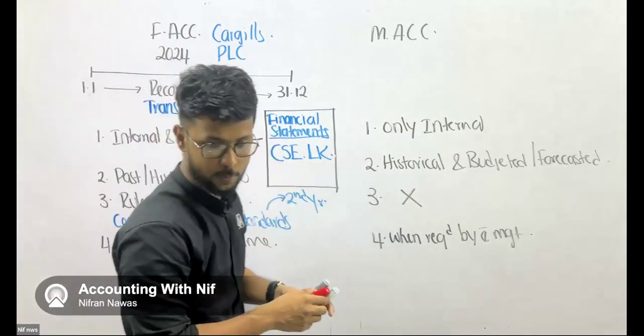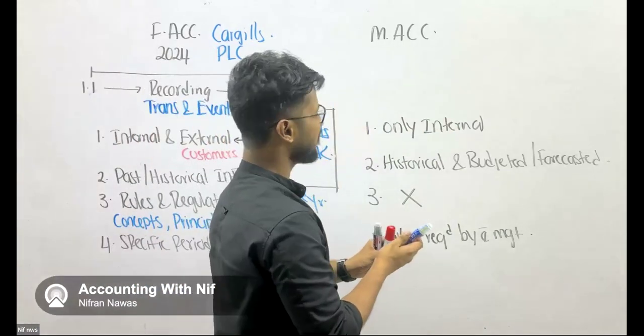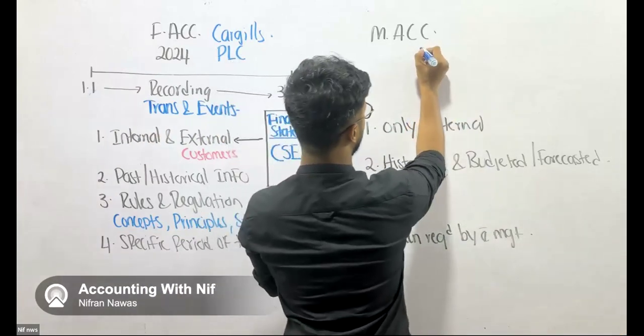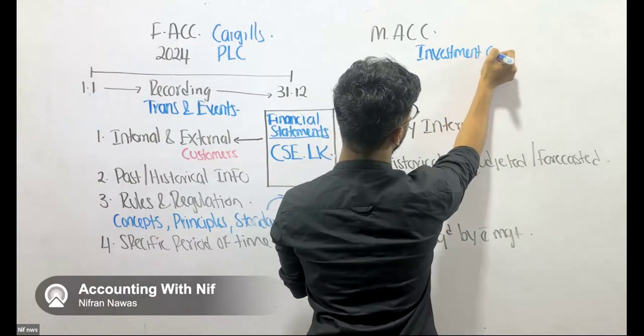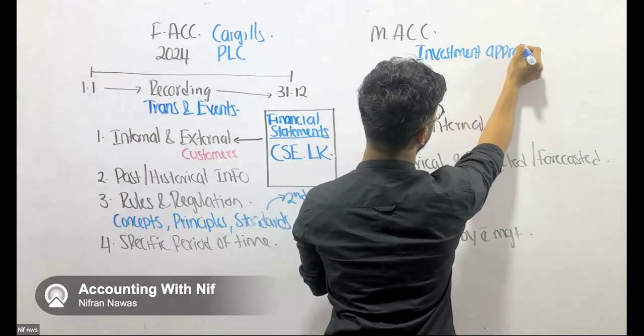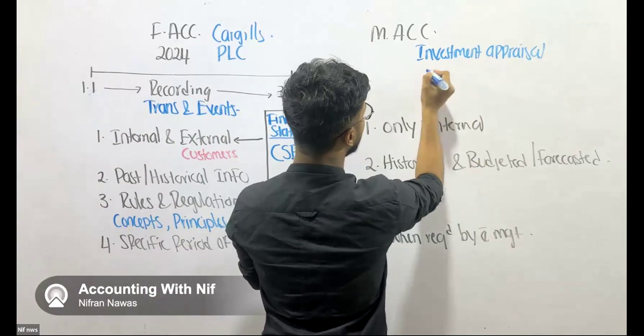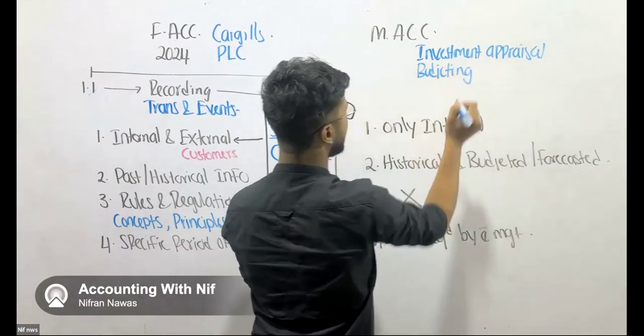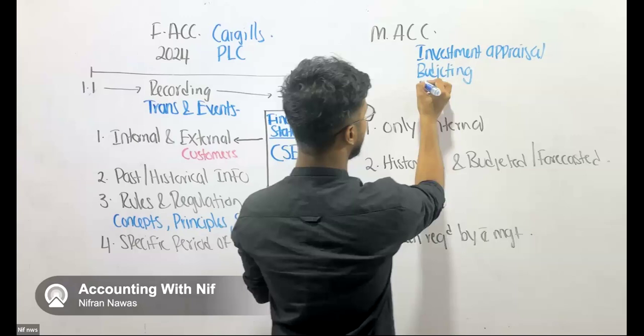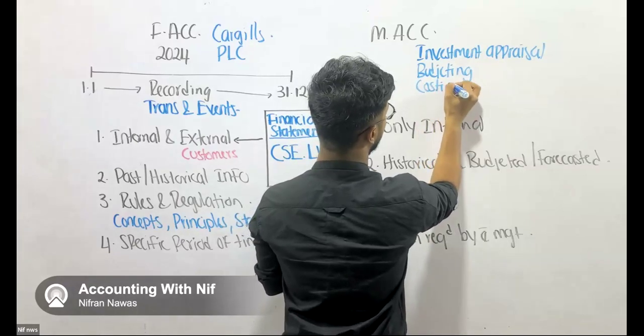But when it comes to management accounting, let me tell you some of the things he does. He does investment appraisal. This is one of the things he does. And then he does budgeting. This is also another thing he does. He does costing.